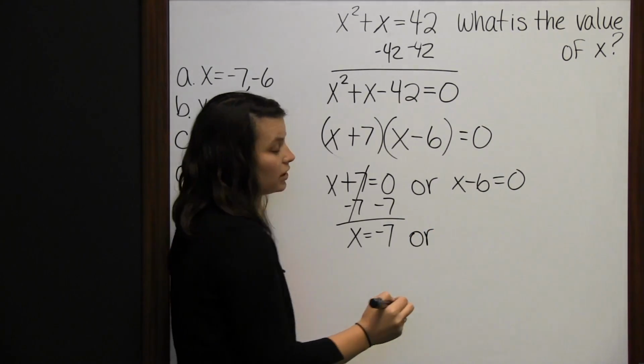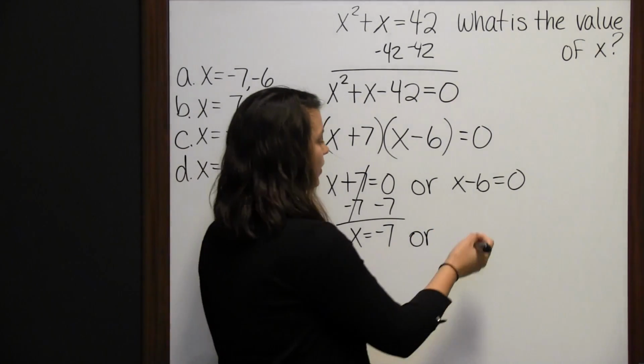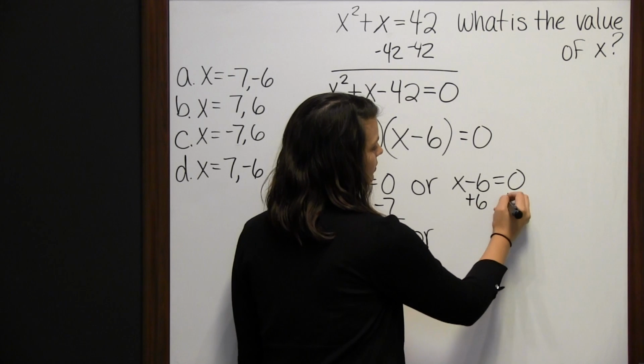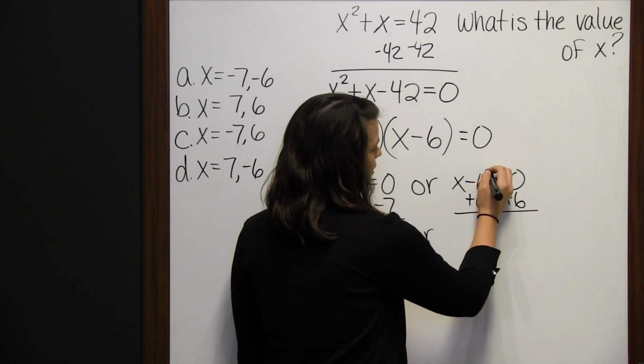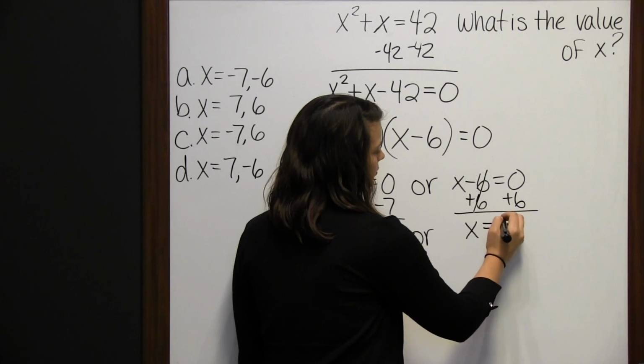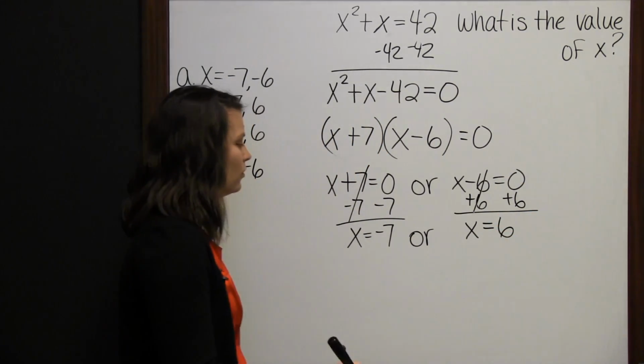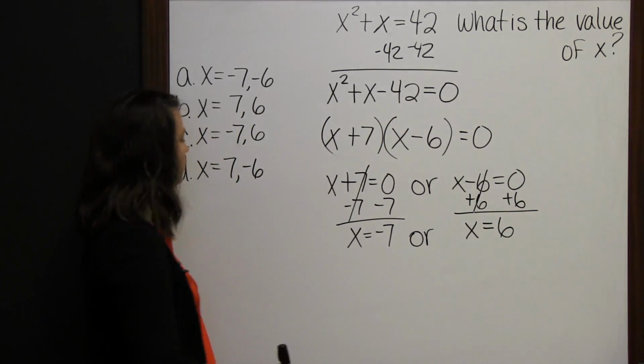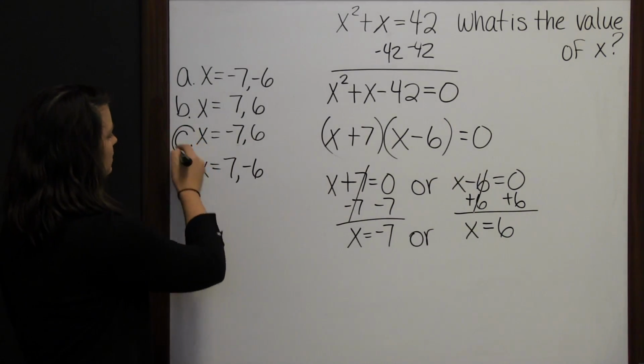Or, to solve for x in our second equation, we need to add 6 to both sides. Negative 6 plus 6 is 0, so x equals 0 plus 6 is 6, which means x is negative 7 or it is 6, and that's answer C.